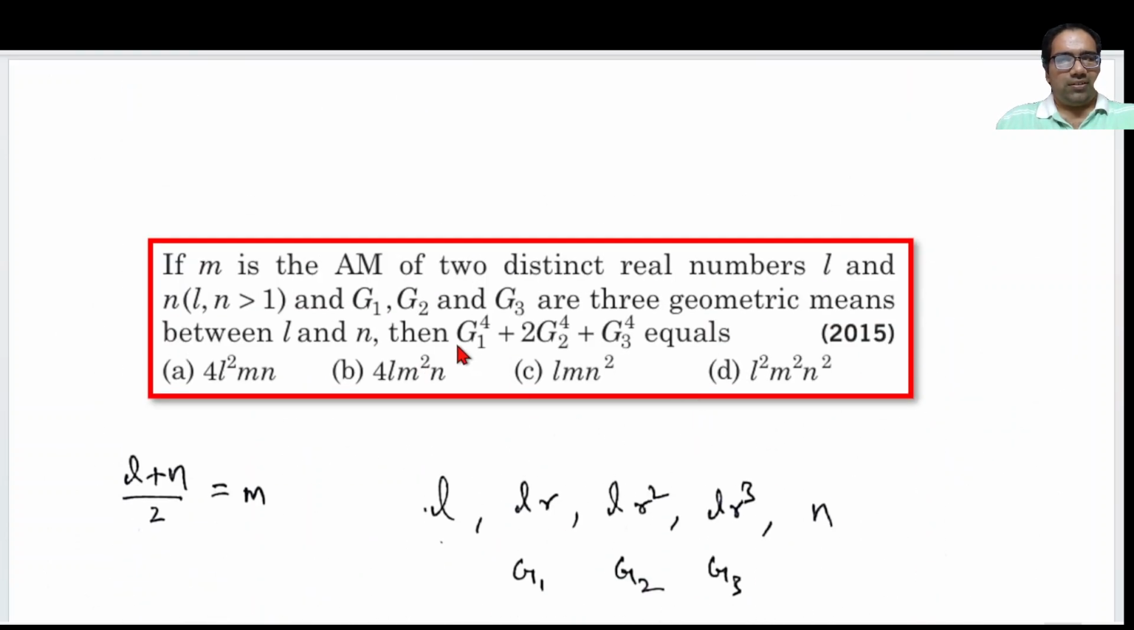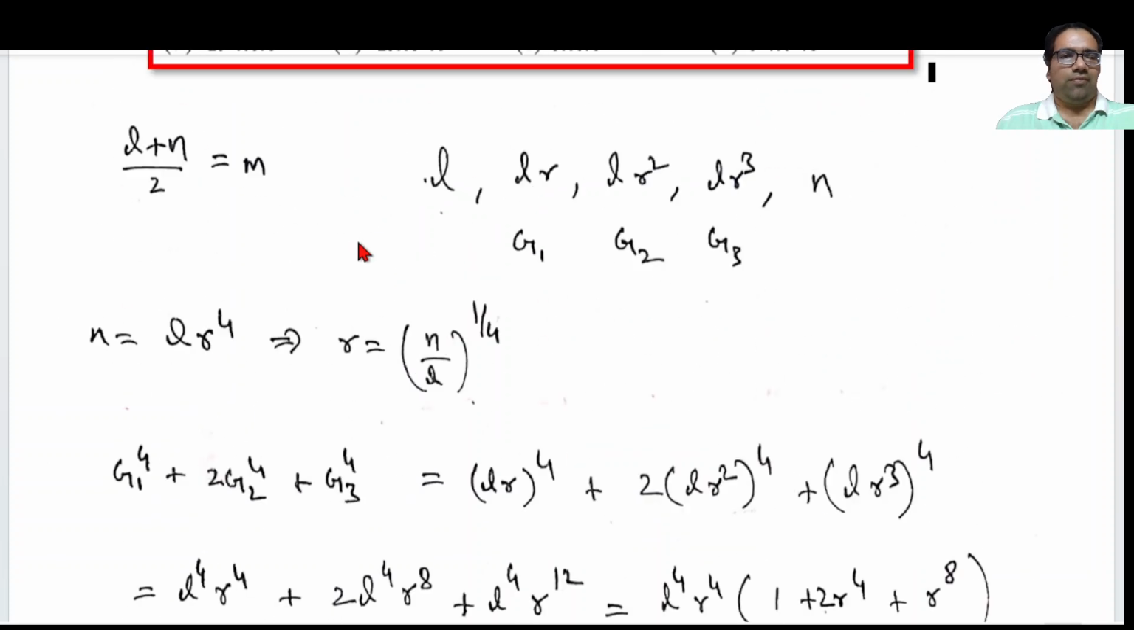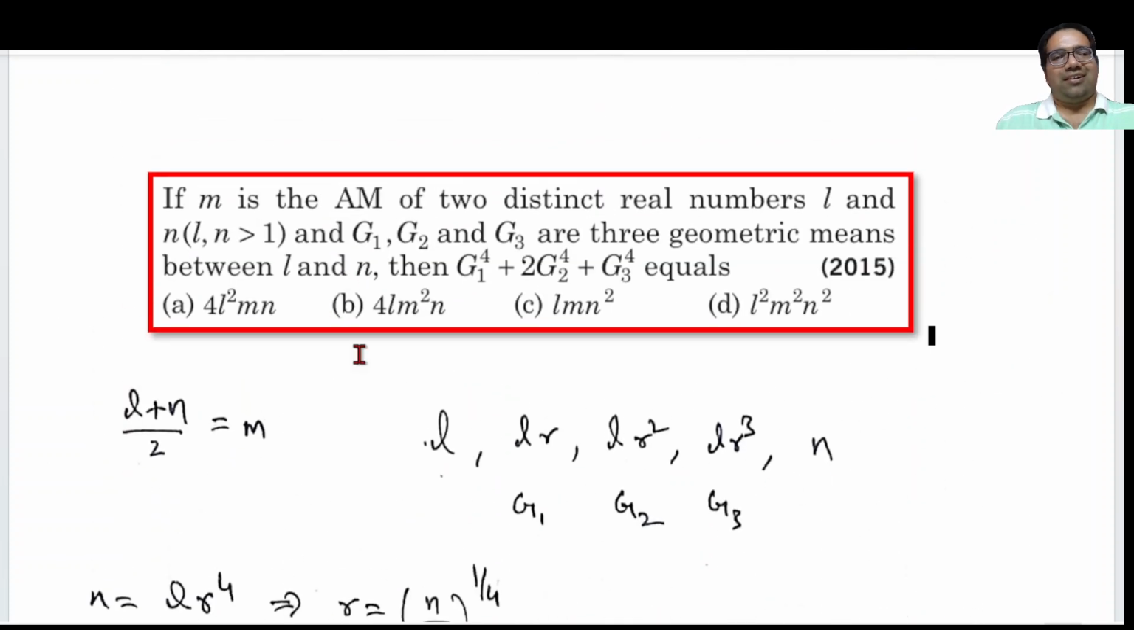So what is this? G1 power 4, 2G2 power 4, G3 power 4 is actually equal to 4 L M square N. A simple problem, very basic algebraic manipulation only. Nothing else is needed. Just that we should not get confused by looking at the power four. If you put L and N and put G1, G2, G3 like this, it becomes very straightforward. Thank you.